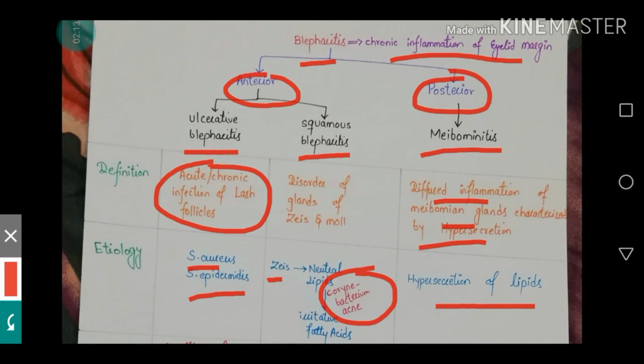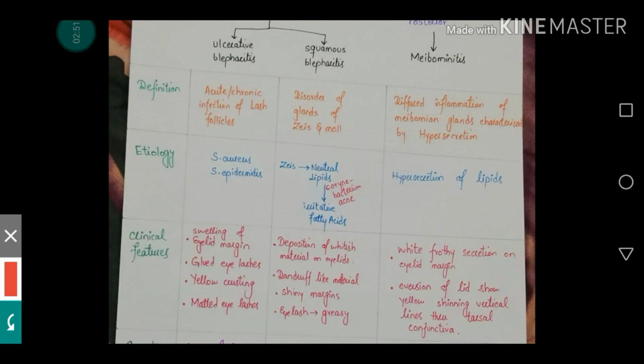Now let us talk about their clinical features, that is, how can we differentiate them in terms of their history and presentation, though we have already differentiated them in terms of their definition and etiology. Ulcerative blepharitis presents in the form of swelling of the eyelid margin, glued eyelashes, yellow crusting, and matted eyelashes. Now this infection will result in gluing up of the eyelashes.